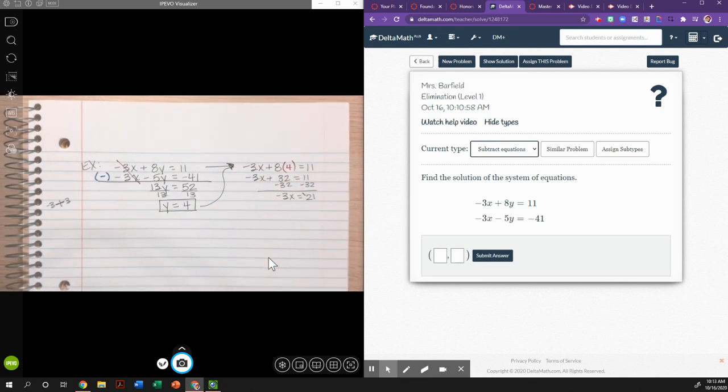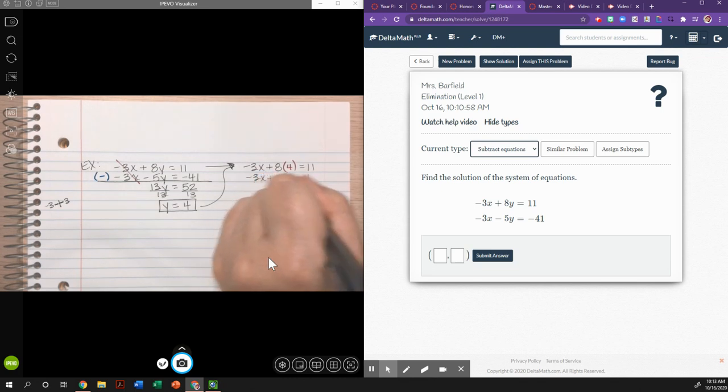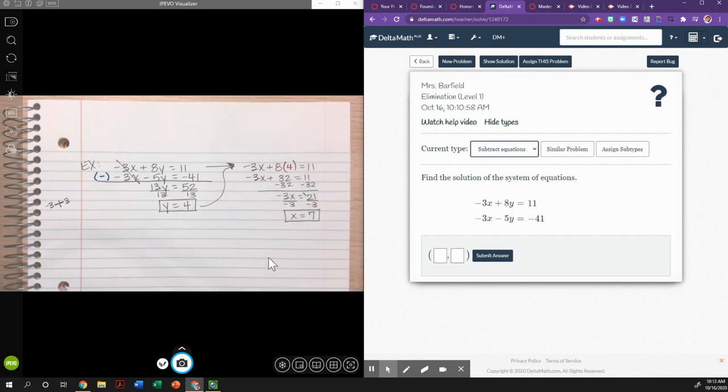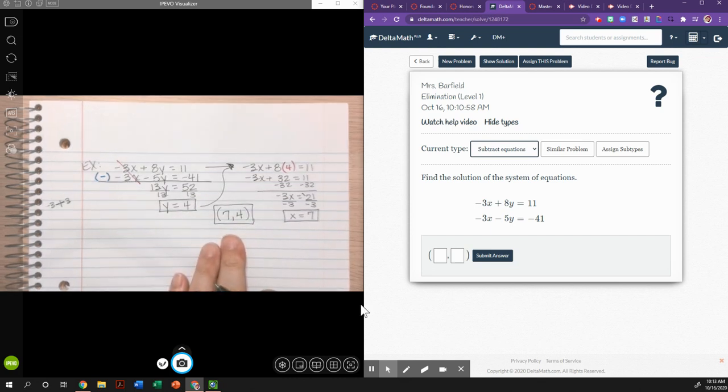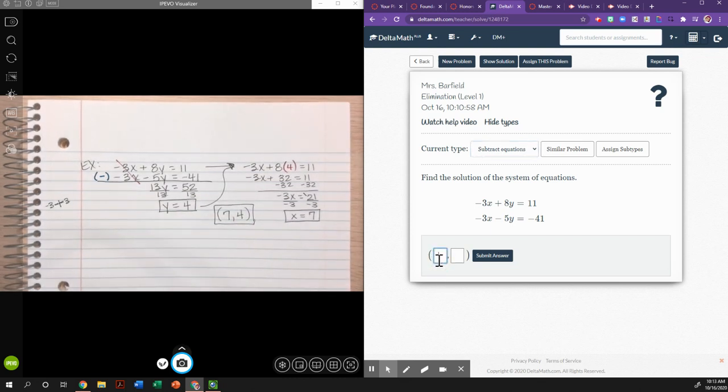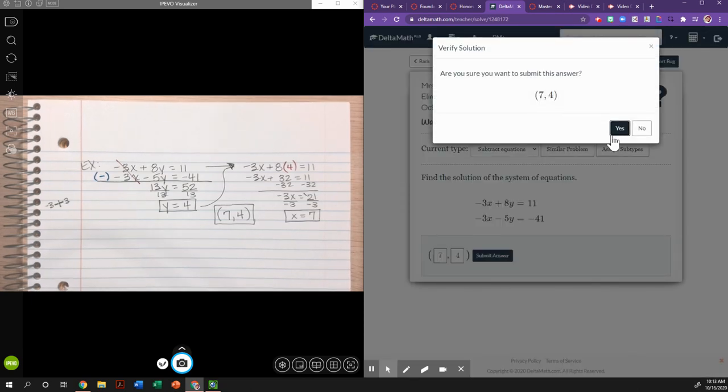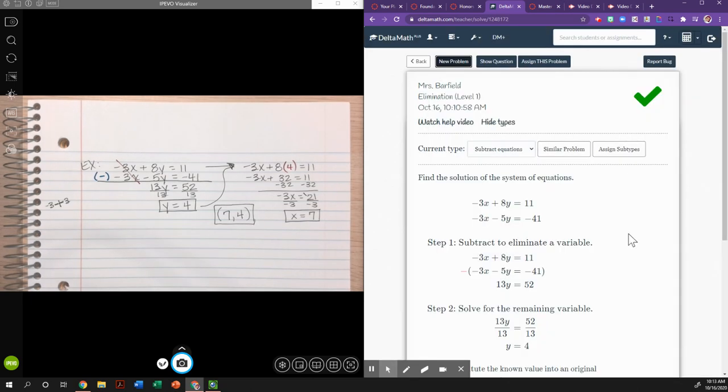Sorry about that. Divide by negative 3, so I get x equals positive 7. Now remember, it's x comma y when you answer it, so 7 comma 4. I'm going to type that into Delta Math: 7 comma 4. Submit my answer, and I got my green check.